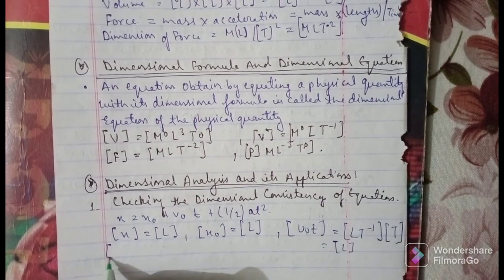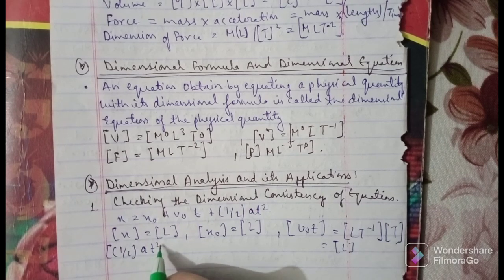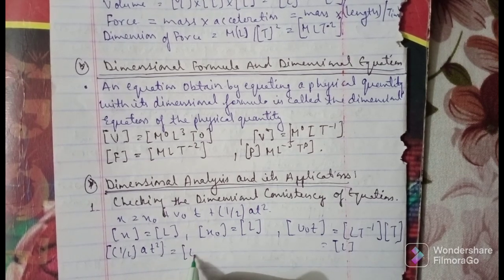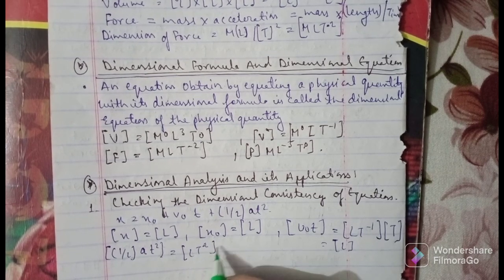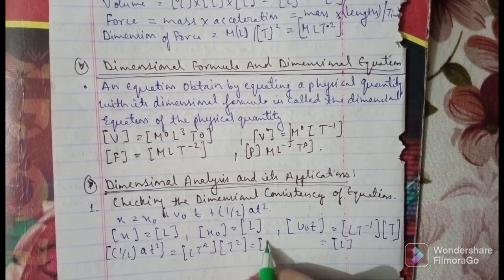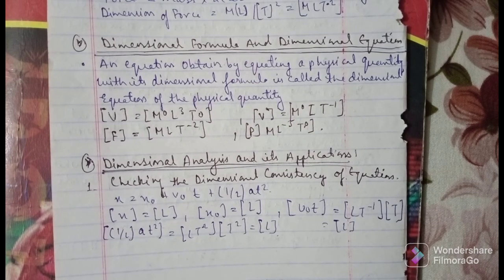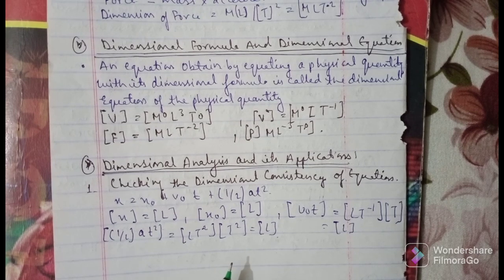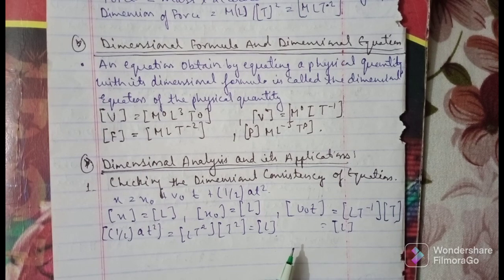And for half a t square, it will be L T inverse square times T square. So T square and T inverse square cancel, and it also gives L. Each term on the right hand side of the equation has the same dimensions, namely length, which is the same as the dimension of the left hand side, and hence this equation is dimensionally correct.